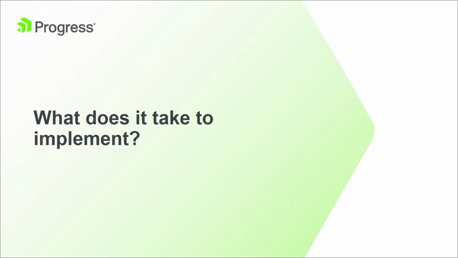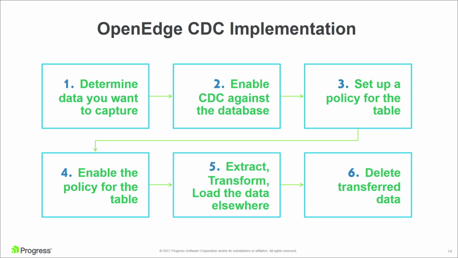So what does it take to implement CDC? We talked about the architecture, we talked about the schema. Let's talk a little bit about what steps we need to go through when it comes to implementation. As we walk through this, the first obviously important thing you need to decide is what data you want to capture, and whether you want to capture 1 field, 5 fields, or all the fields. That's really important.